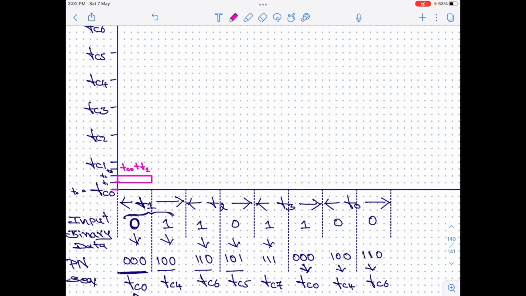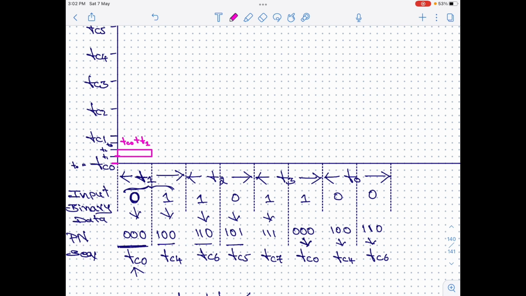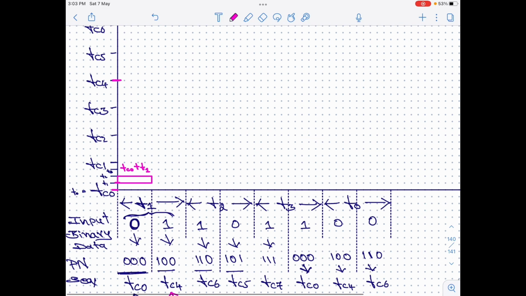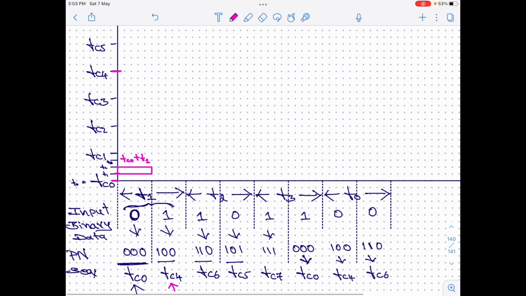Coming to the next bit, it is a 1. However, this is associated with the MFSK tone F1. So, F1 will be retained for the next bit interval as well. But what changes is the PN sequence segment. This bit interval has a PN sequence segment of 100, which is FC4. So, I have to now go for FC4 on the graph, which is here, and draw a box across the frequency FC4 plus F1.